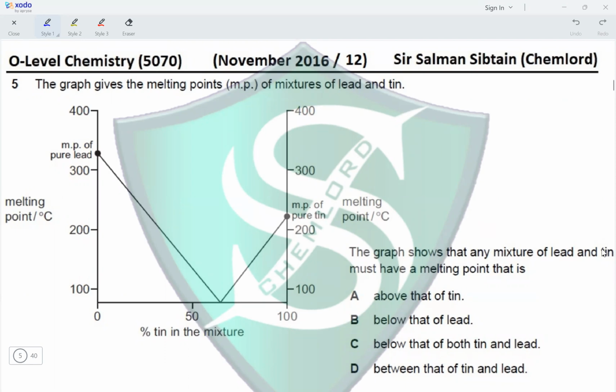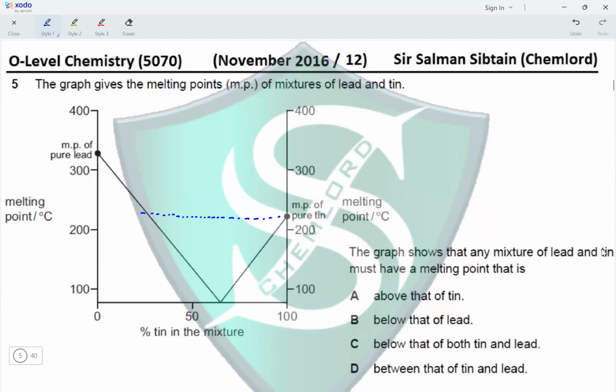Any mixture of lead and tin. So we have mixtures of lead and tin from 0 to 100%. 0% of tin going up till 100% of tin. So we have mixtures of lead and tin that have a boiling point or a melting point greater than tin itself.